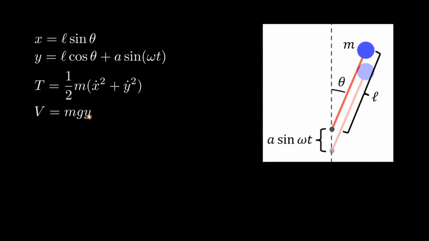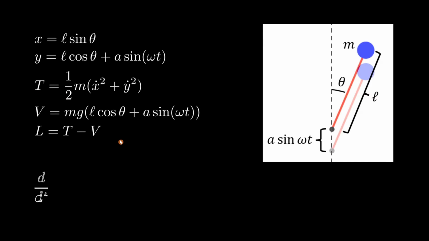Now let's solve for the potential energy. V is just mgy, and of course y, we have an expression for that, so we can just plug that guy in. Then we'll write down the Lagrangian as just a difference in the kinetic and the potential energies. And then finally, we'll plug it into the Euler-Lagrange equation.